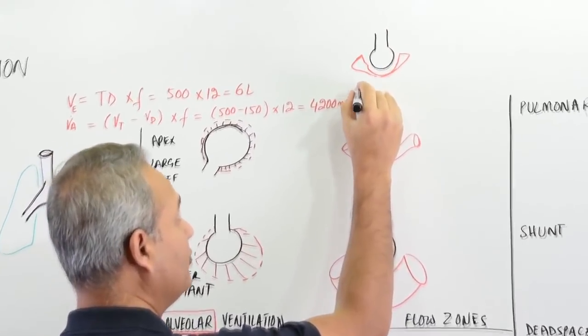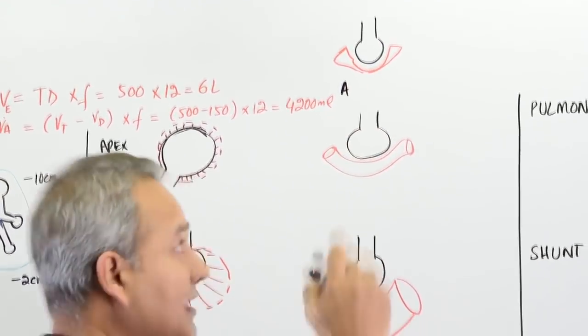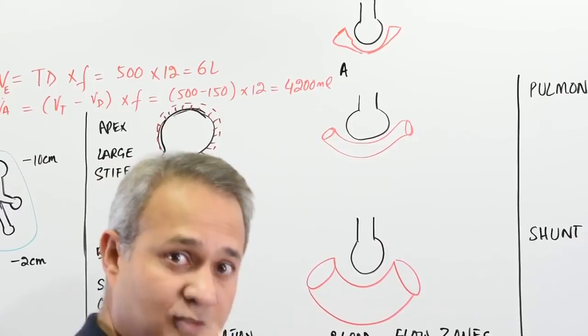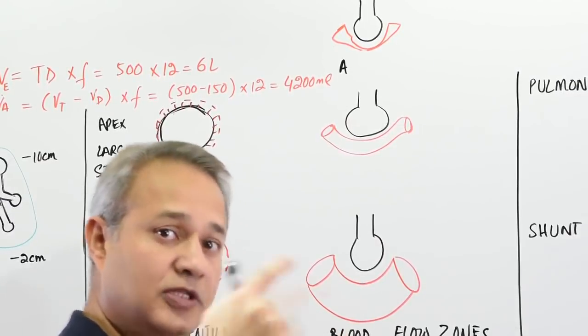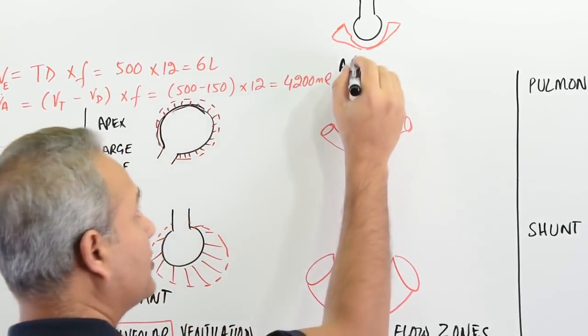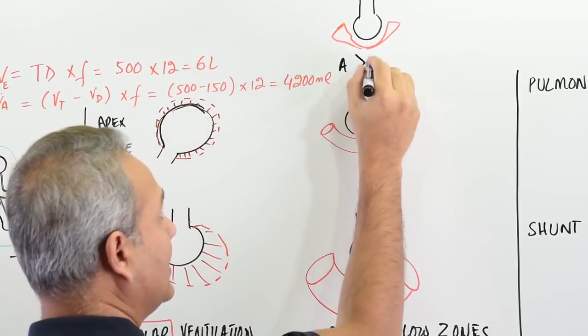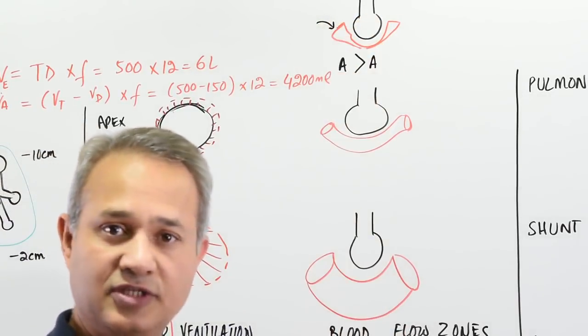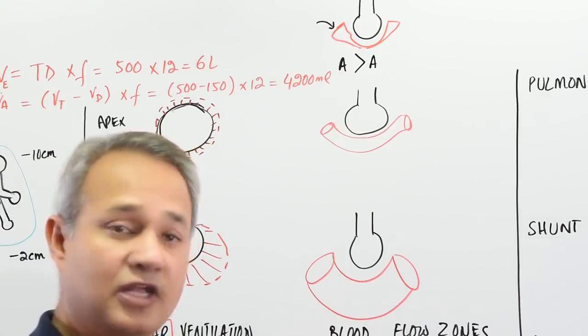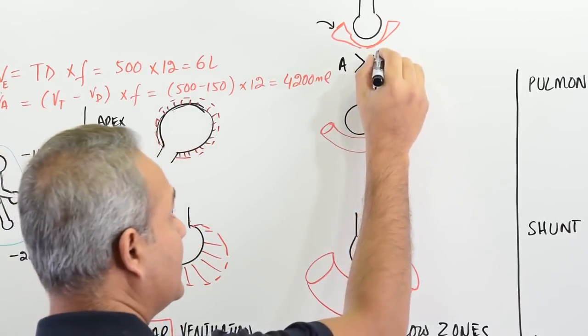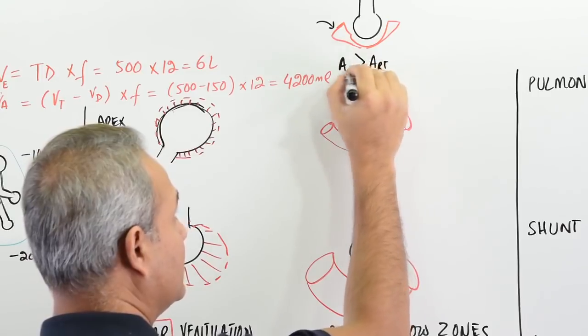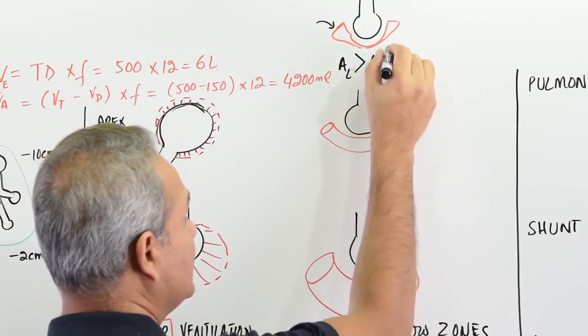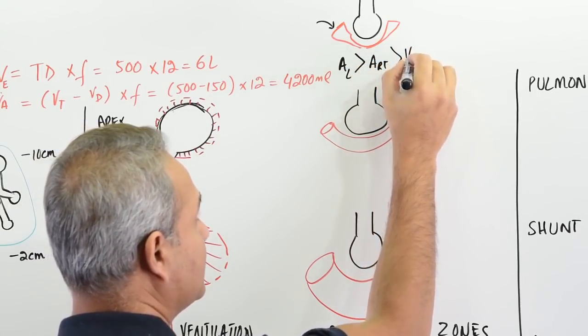I'm going to talk about the flow, but first we have to look at the pressure and resistance so that we can look at the flow. One is where alveolar pressure is greater than the arterial pressure. Which arterial pressure? The pulmonary arterial pressure, representing the systolic pressure. So this is arterial pressure, and this alveolar pressure is greater than venous pressure.